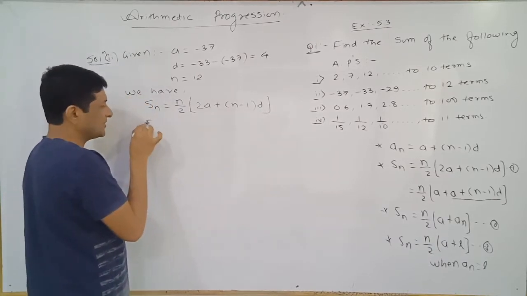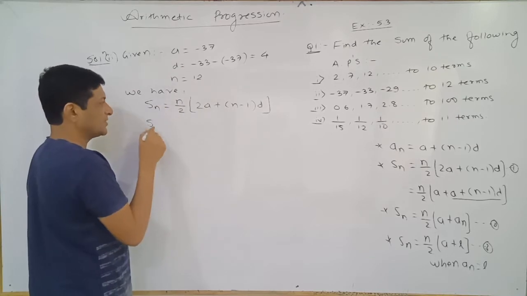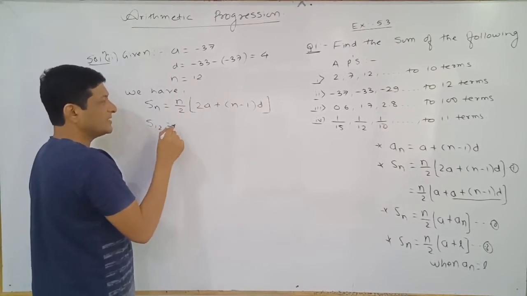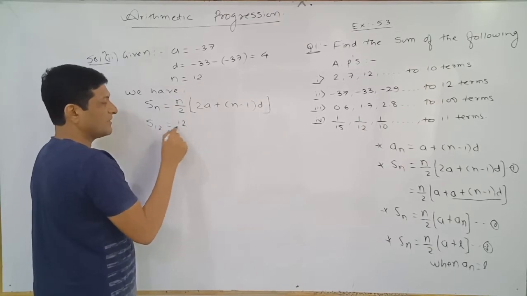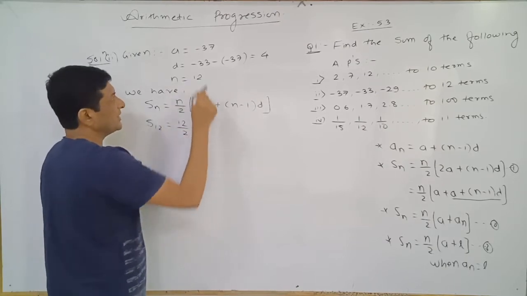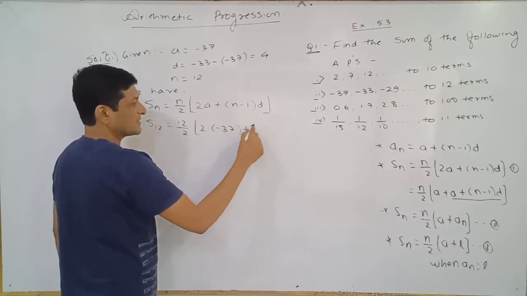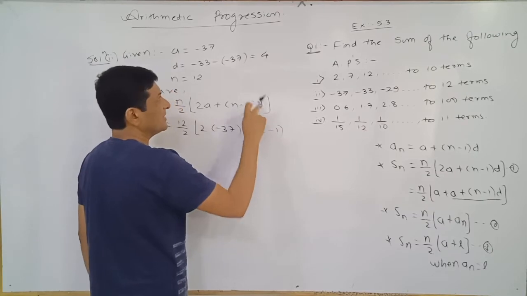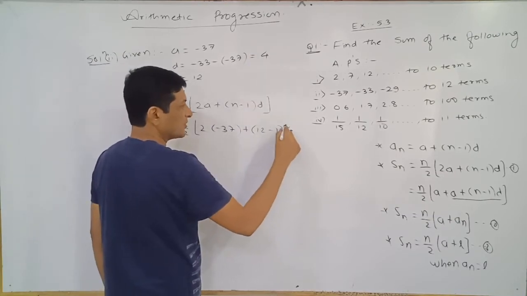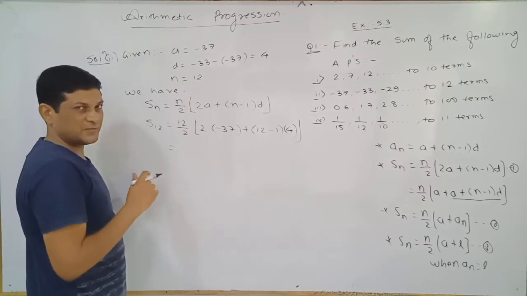Now we are substituting the values. As it stands, we have to find the sum of how many terms? 12 terms. So replace n by 12. What is the value of n here? 12. 12 by 2 into 2a, where the value of a is minus 37, plus n is here 12, 12 minus 1 into d. Replace d by its value 4. All the values we have substituted here. The remaining part is just the simplification part.